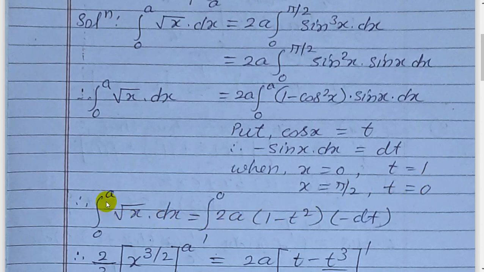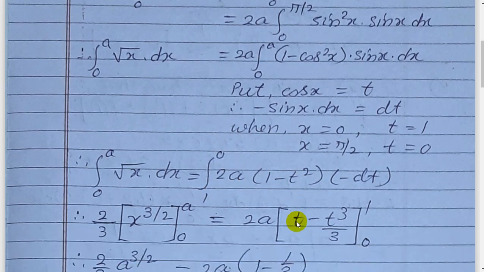Therefore the whole equation can be rewritten as the integral of 0 to a of root x dx equals the integral 1 to 0 of 2a into 1 minus t square, because 1 minus cos square x becomes 1 minus t square, and sin x dx becomes minus dt, taking the minus sign on the right hand side. So we write here minus dt. And you know very well, if we interchange the limits, this minus sign becomes plus. So in the next step, we should interchange the limits and take the integration also.